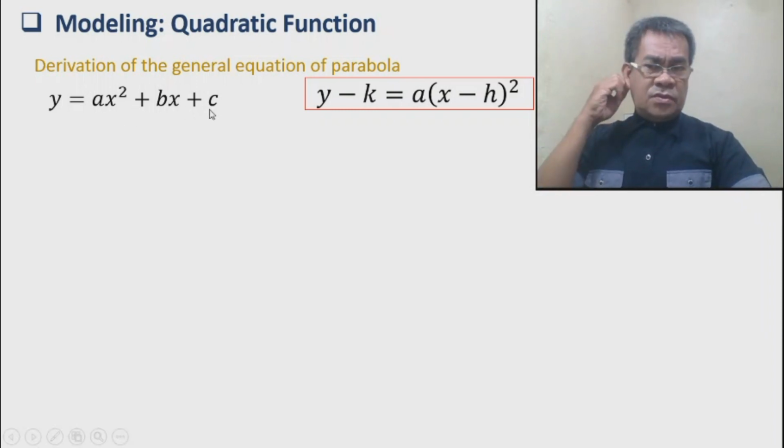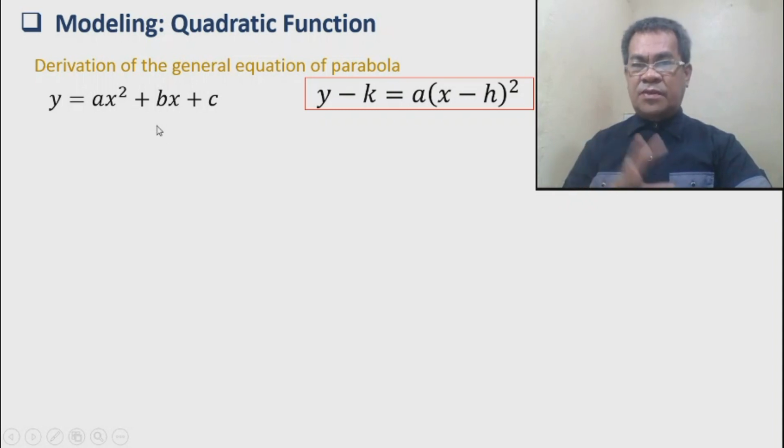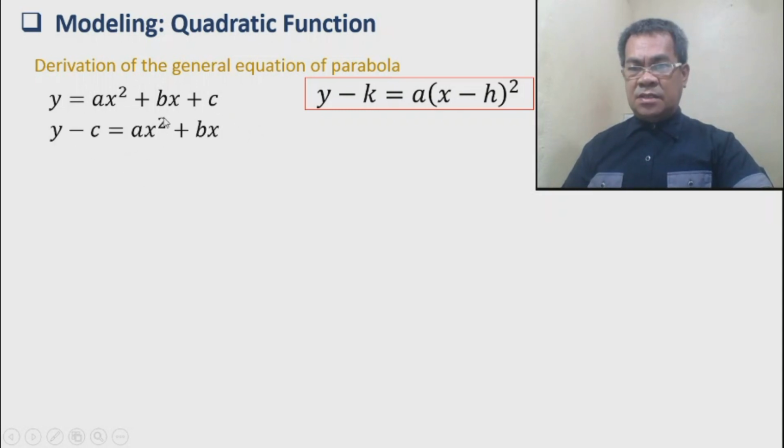You have to transpose c to the opposite side, and we will complete the perfect square trinomial of ax squared plus bx. Then after that, we will factor, then transform, and we will arrive at this point. Okay? So, we will transpose c to the left side, leaving only ax squared plus bx. So, this now consists of two terms.